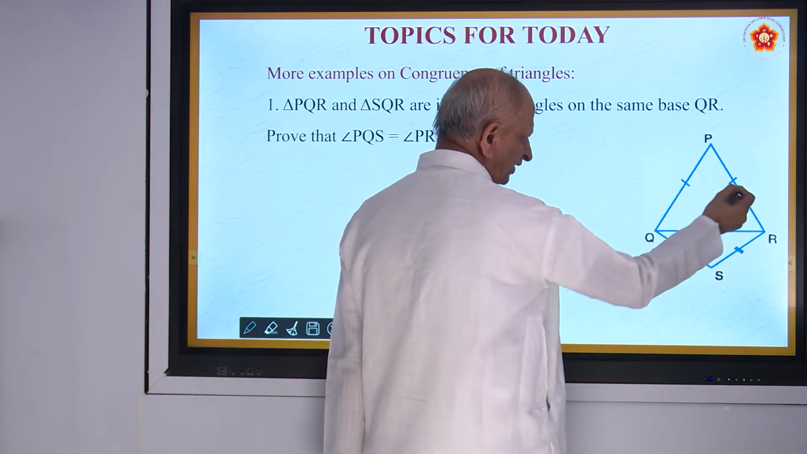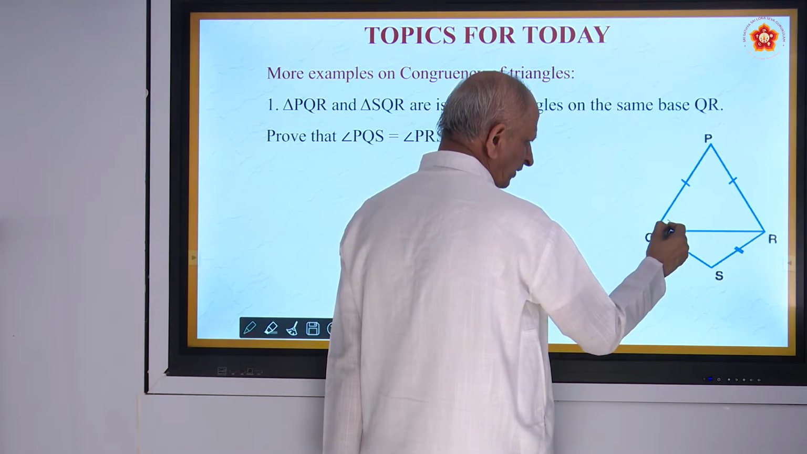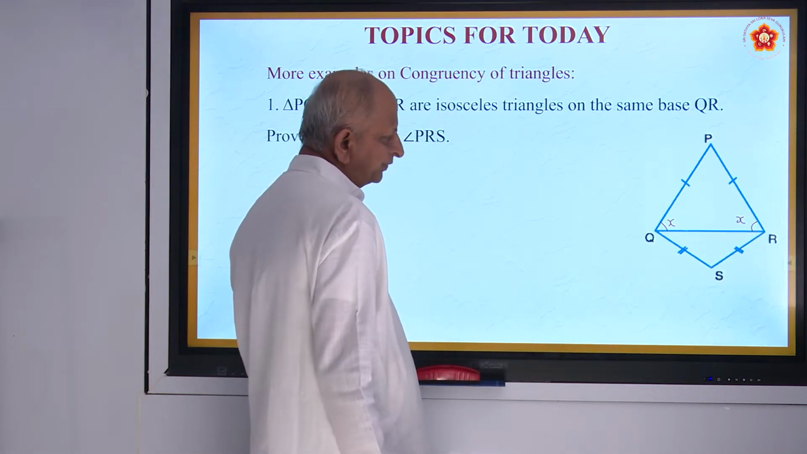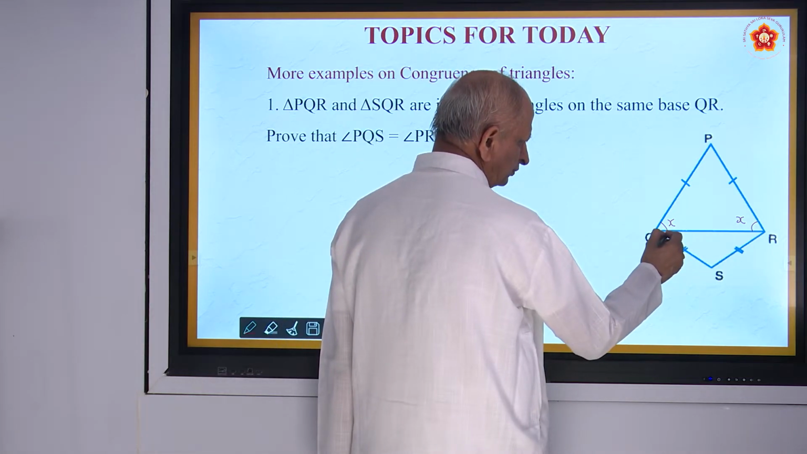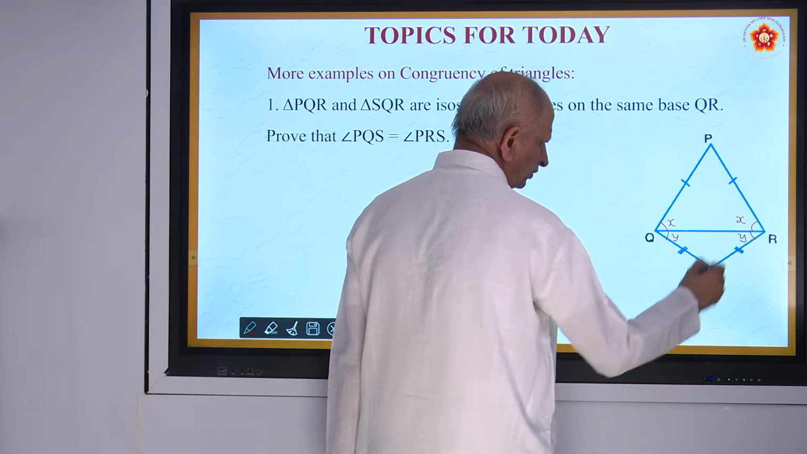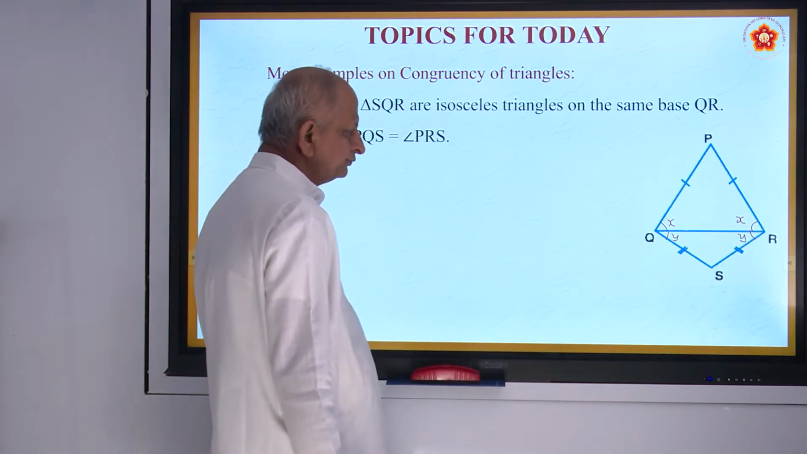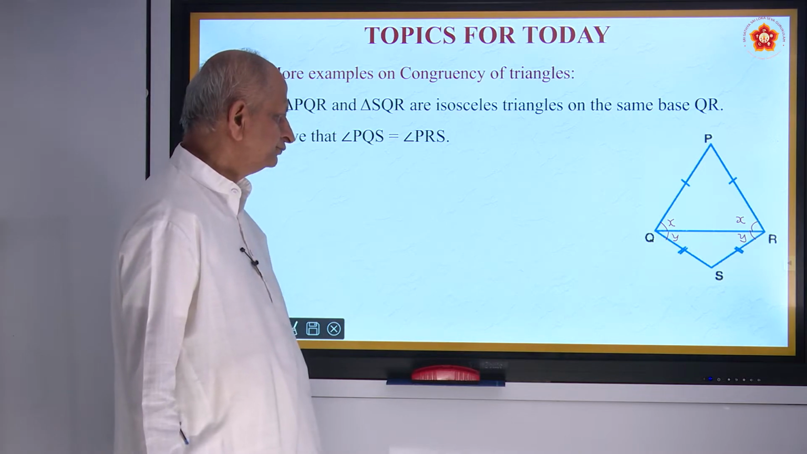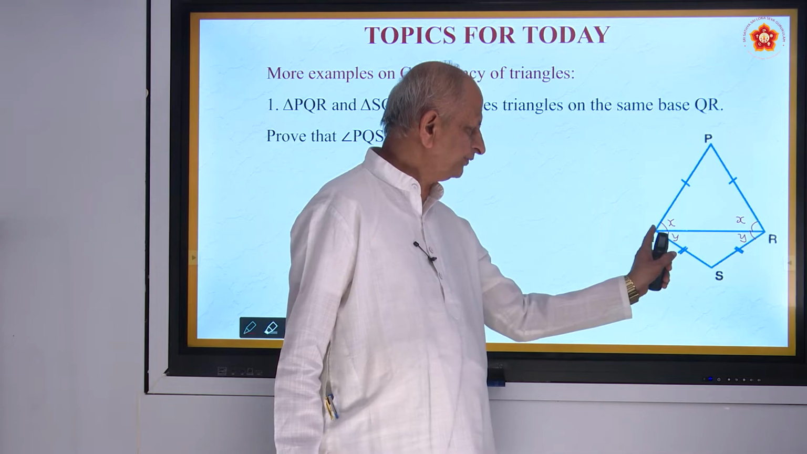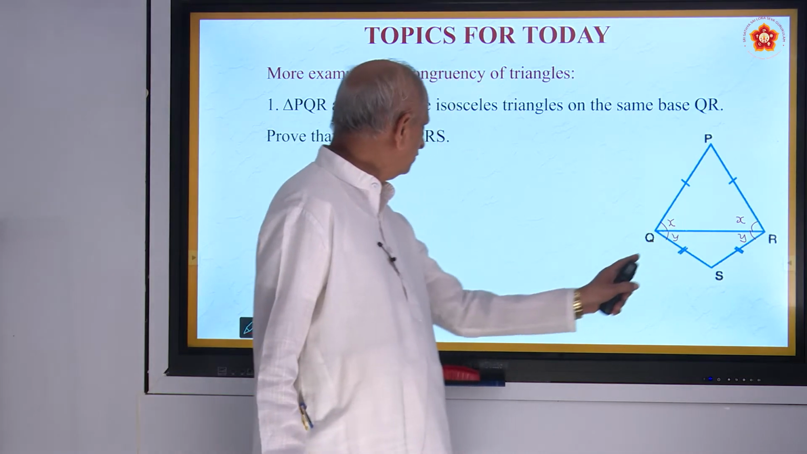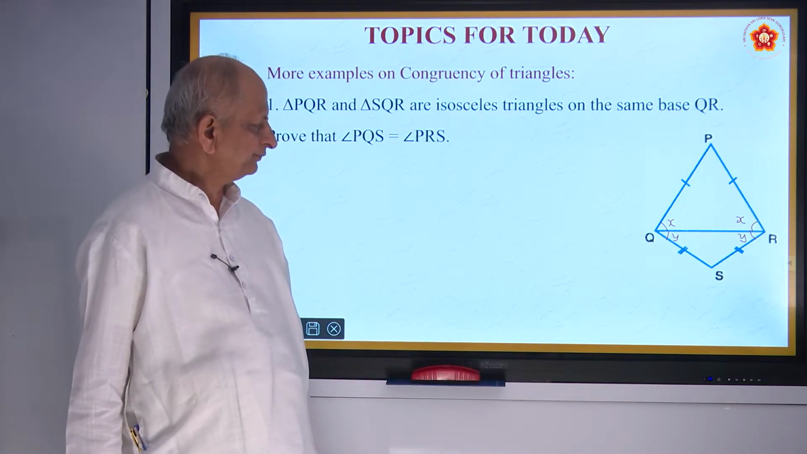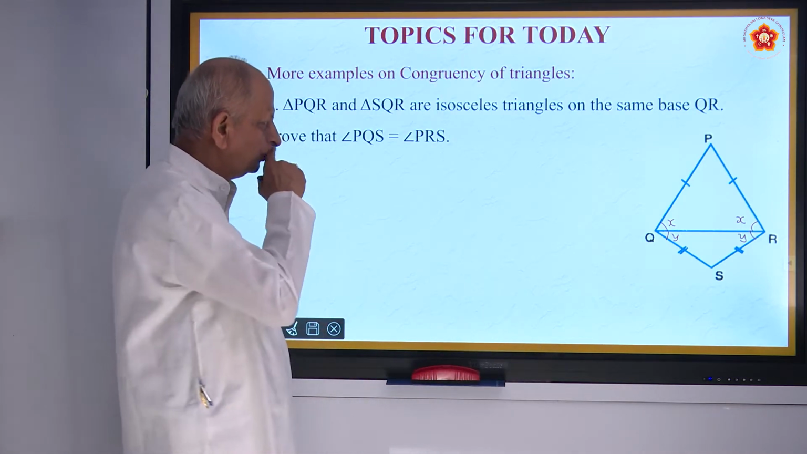If these two sides are equal, then naturally base angles are equal. We call it X. When you say these two sides are equal, we call it Y. Okay. So sum of these two is equal to sum of these two, means that angle Q is equal to angle R. That is the meaning. Okay, that's all you have to prove.